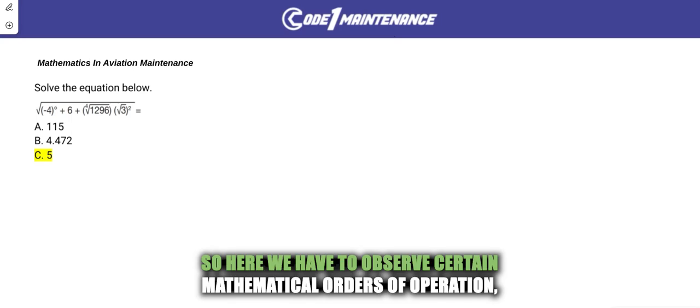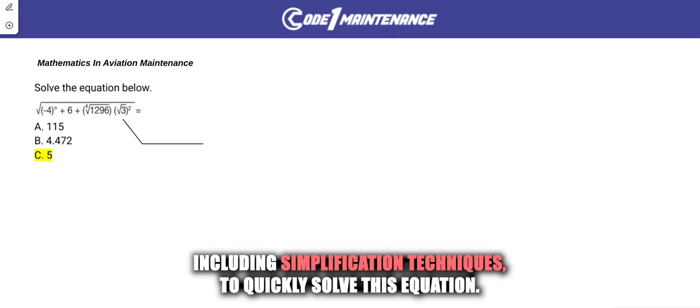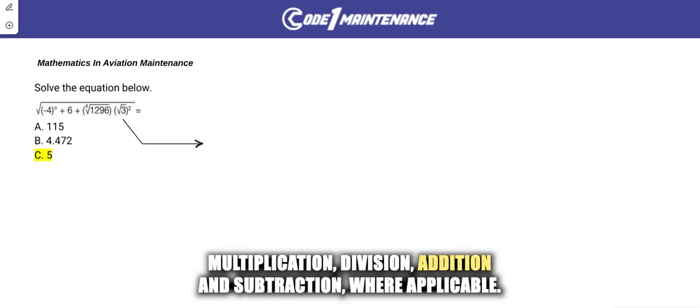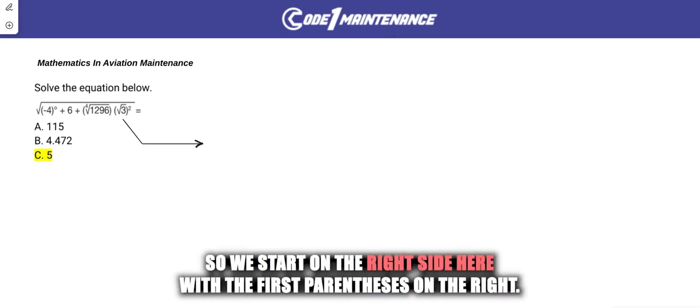So here we have to observe certain mathematical orders of operation, including simplification techniques to quickly solve this equation. So we'll start by the orders of operation: parentheses, exponents, multiplication, division, addition, and subtraction where applicable. So we start on the right side here with the first parenthesis on the right.